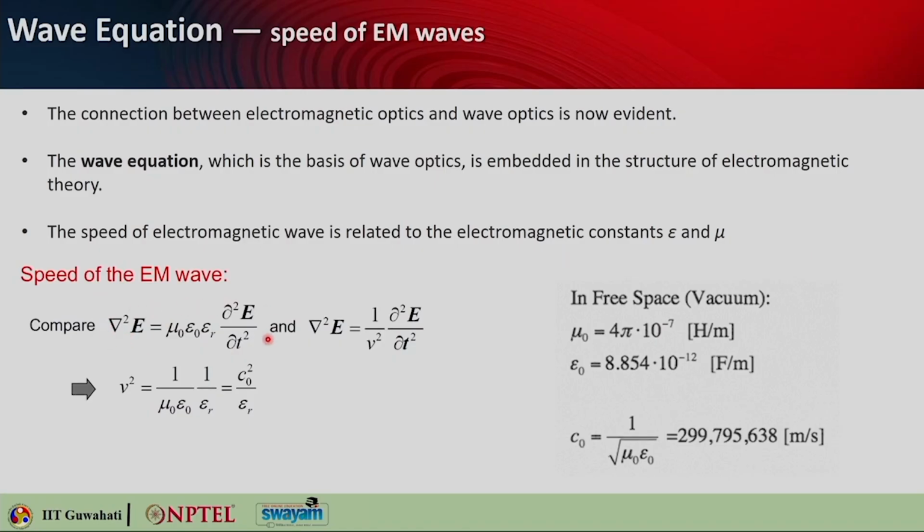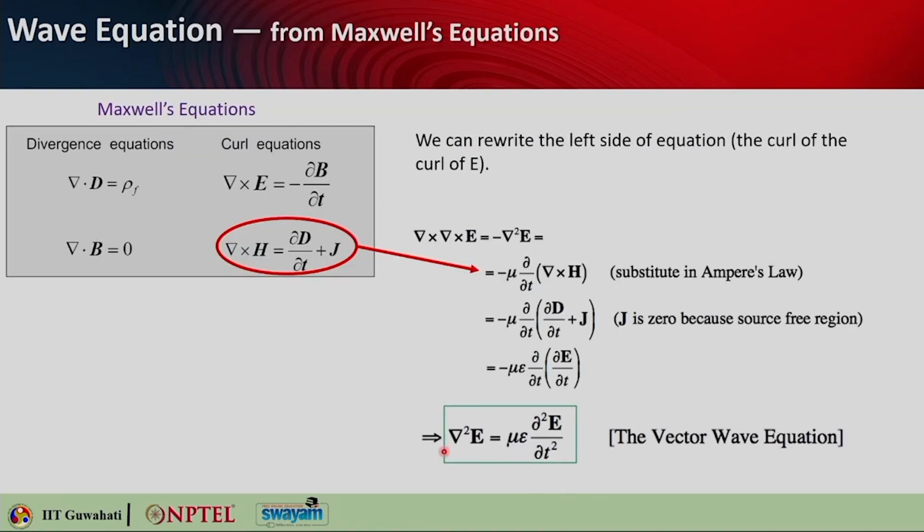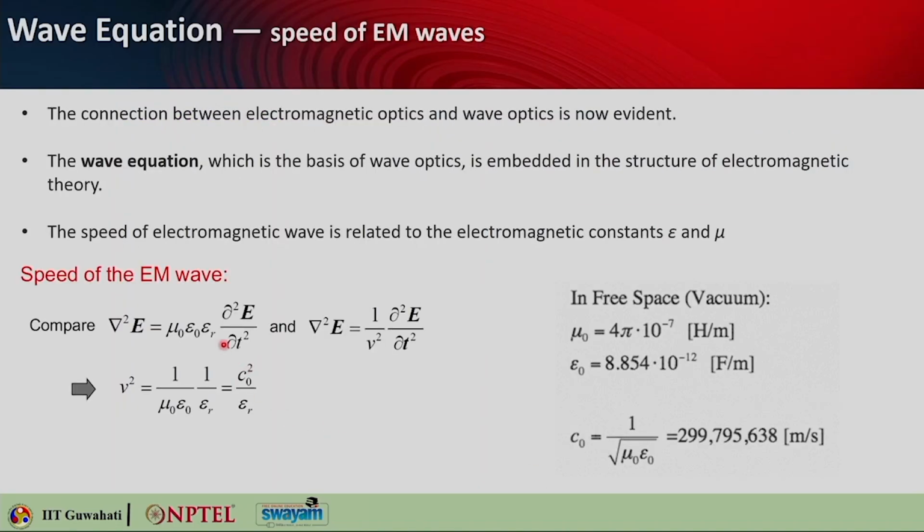So this is what we have got from the previous one: del square E equals mu epsilon times the second derivative of E with respect to t. Here also you can write the same thing, just that when we assume the light is in vacuum, we take mu naught as the vacuum permeability, and if there is a medium, we incorporate that medium also here. Epsilon r is the relative permittivity, that is also included.